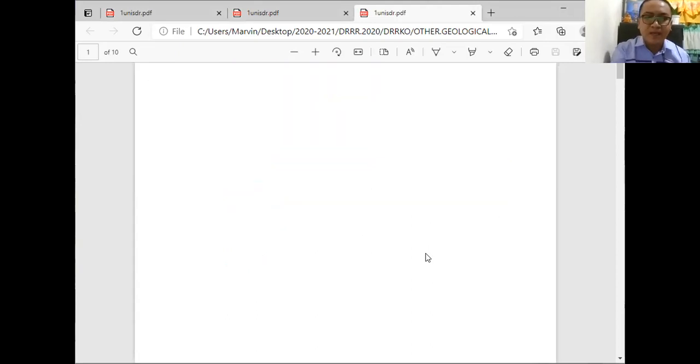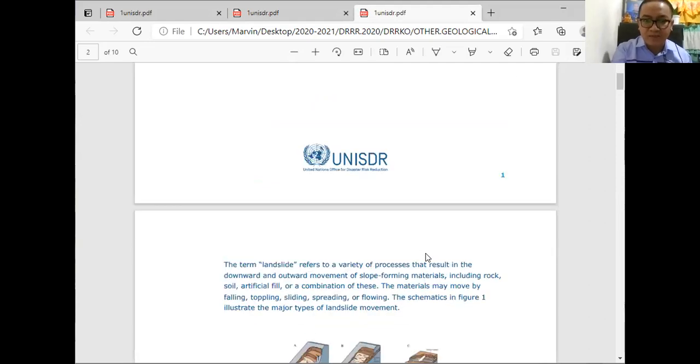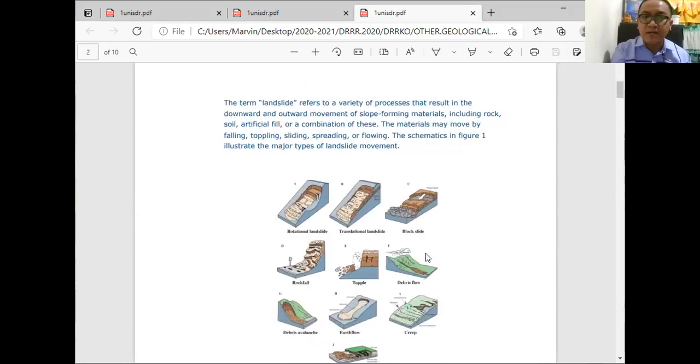Okay? So, other fact pa na bigay po ng UNISDR, or the United Nations Office for Disaster Risk Reduction: The term landslide refers to a variety of processes that result in the downward and outward movement of slope-forming materials, including rock, soil, artificial fill, or a combination of these.